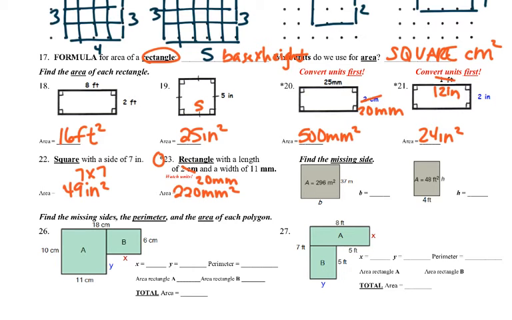Finding the missing side here, we're just going to divide. 296 divided by 37 is 8, and then 48 divided by 4 is 12. Notice that the base and the height have plain units.